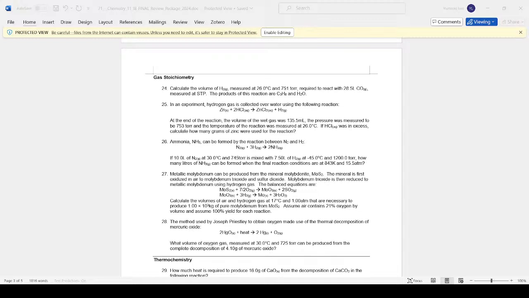Wait, it should be 22.4, right? Hold on. Is it 22.4 or 22.7? Oh, yeah, okay. If you use the old values, it's 22.4. Oh, so the new one is 22.7. So Mr. Wan wants us to use 22.7, right?